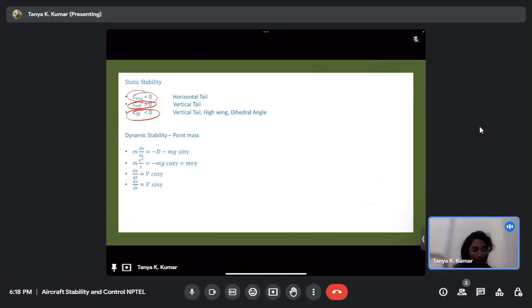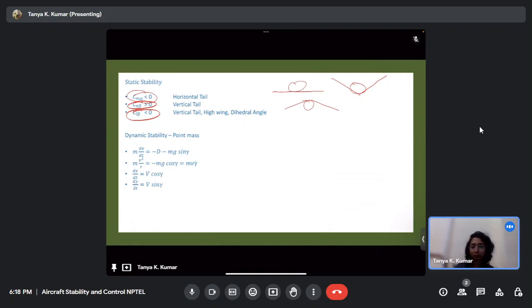The structures that contribute towards lateral stability are the vertical tail, a high wing, and dihedral. If you have a low wing, it should have a dihedral angle. What is a dihedral angle? This is a low wing, and if you introduce a dihedral angle, it will look something like this. Anhedral is the opposite, something like this. Then we moved into dynamic stability.